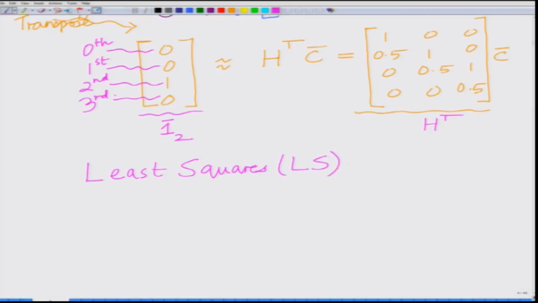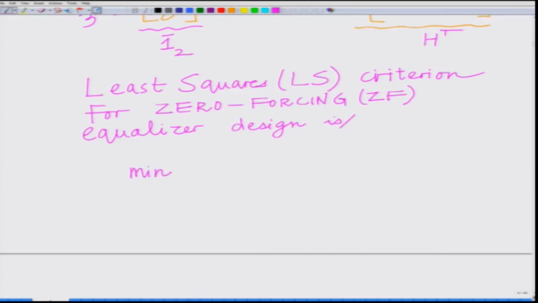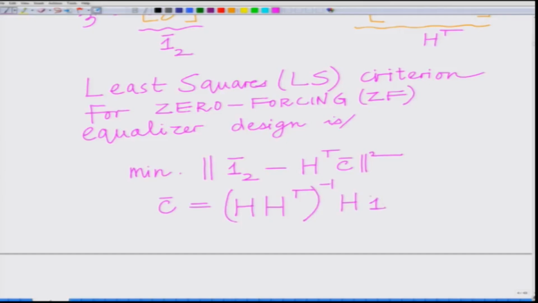The least squares criterion for zero forcing or ZF equalizer design is: minimize the norm of 1 bar 2 minus H transpose C bar, squared. And the least squares solution for the equalizer C bar is basically given as, this is something that we have seen before, H transpose inverse times H into the vector 1 bar 2.